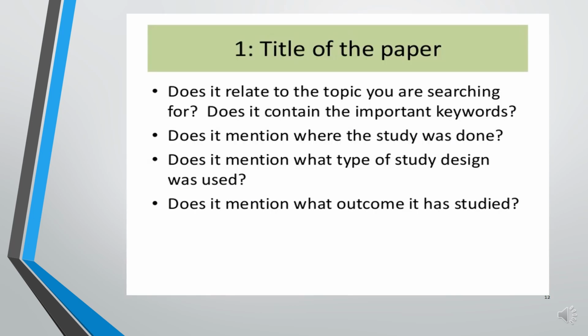Title of the paper. So what all things do you have to look for when you check the title? Does it relate to the topic you are searching? Does it contain important keywords? Does it mention where the study was done? Does it mention what type of study design was used? Does it mention what outcome it has studied?